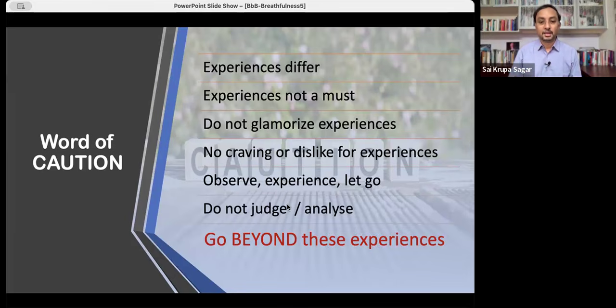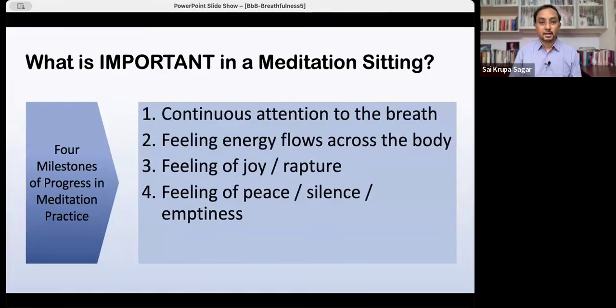Do not judge, do not analyze, just go beyond these experiences. That's very important, right? And what is important in a meditation setting? Sitting. It's not important. You don't measure your meditation by the kinds of experiences you got or not got. So what is important is continuous attention to your breath.